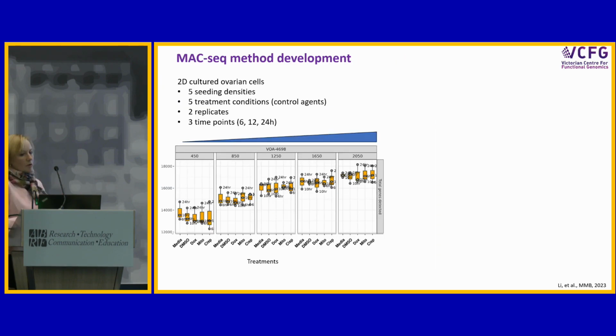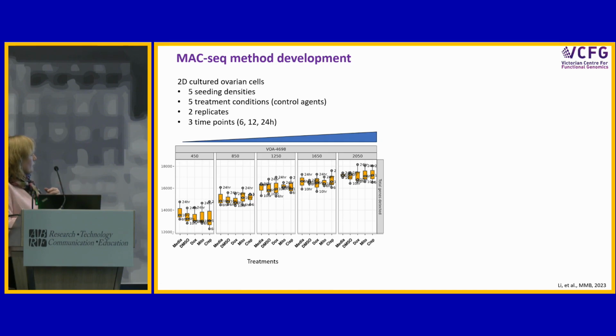This is just the early work that we did to confirm that this method was going to work. We just took some ovarian cultured cells. We had a number of different cell densities. We had a number of different treatments where we had media and DMSO, and then we had some tox-killing agents. And you can see here we're probably bordering on the threshold of not great input at 450-odd seeding cells.